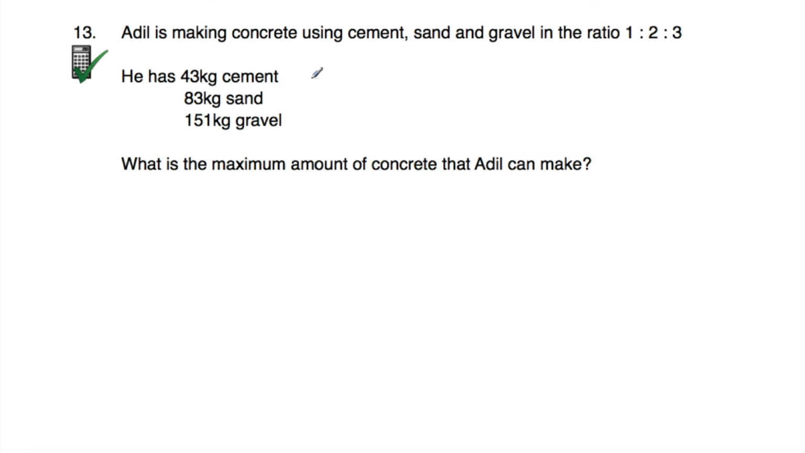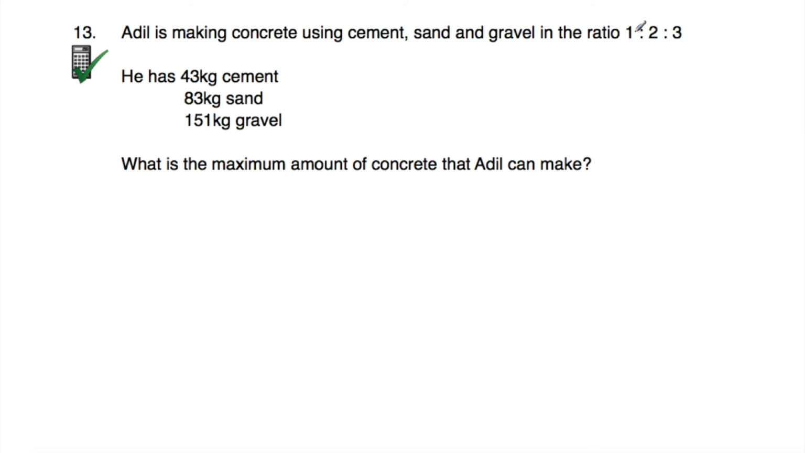Okay, let's look at our next question, question number 13. So question number 13 says, Adil is making concrete using cement, sand and gravel in the ratio 1 to 2 to 3. So he's using 1 part cement, 2 parts sand and 3 parts gravel. And he's got 43 kilograms of cement, 83 kilograms of sand and 151 kilograms of gravel. And the question is, what is the maximum amount of concrete that Adil can make?